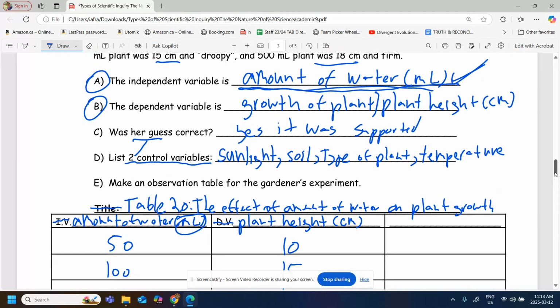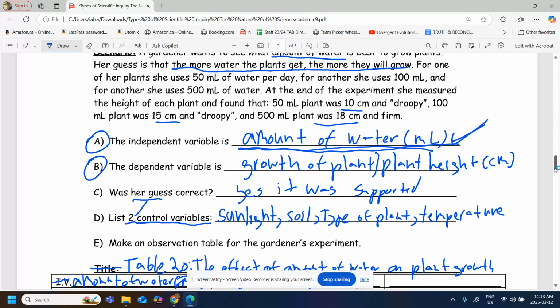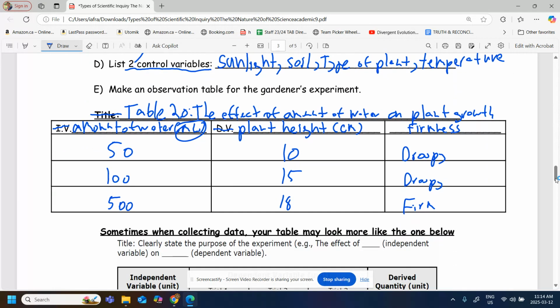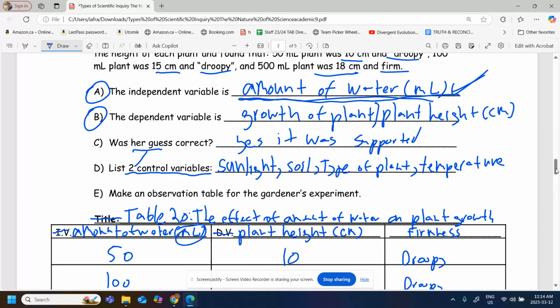And our other observation column, it looked like it was more perhaps the firmness of the plant. So how firm it is, it's more qualitative. Firmness, or you might say strength of plant. So we had droopy for the first 2, but then firm for the one with 500 mils. So notice we had a more qualitative descriptor in that third column.